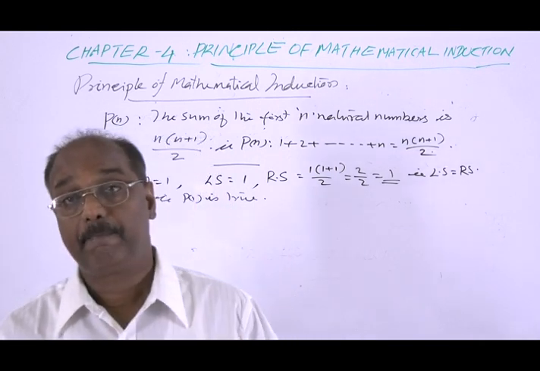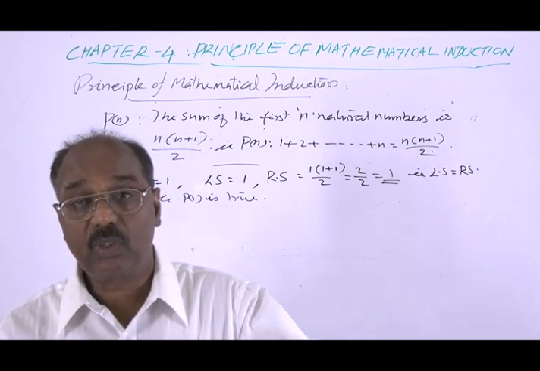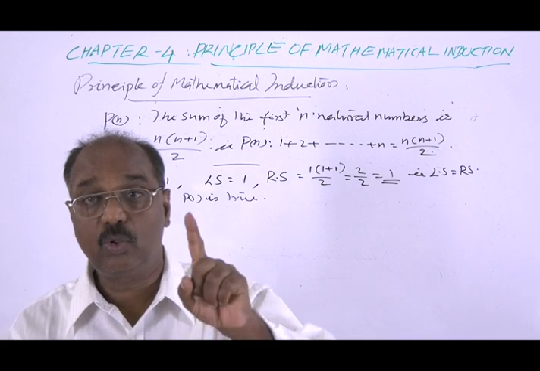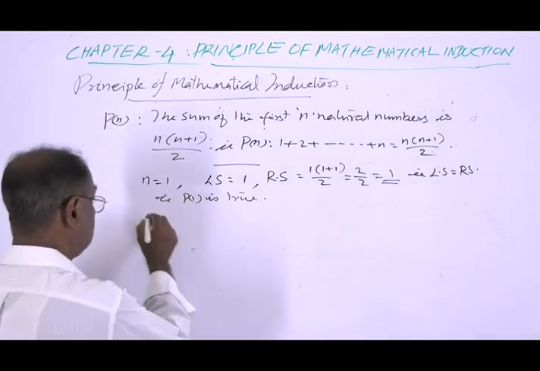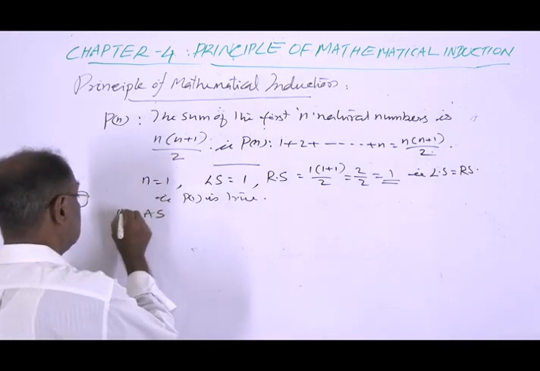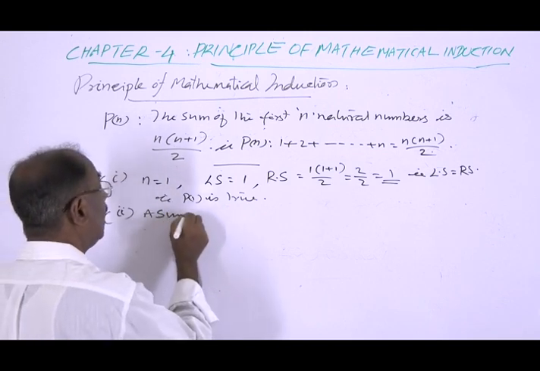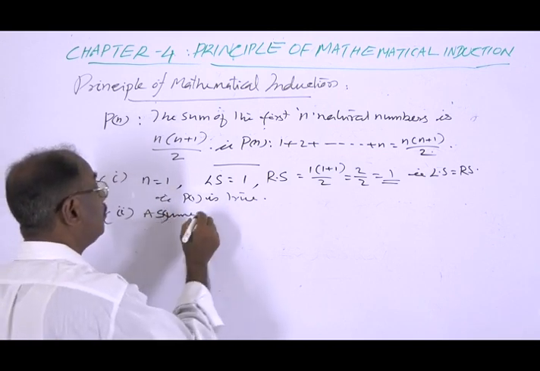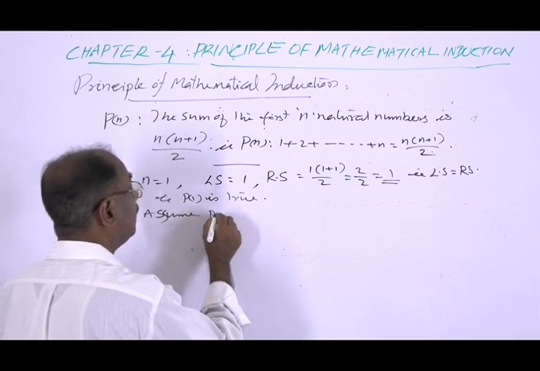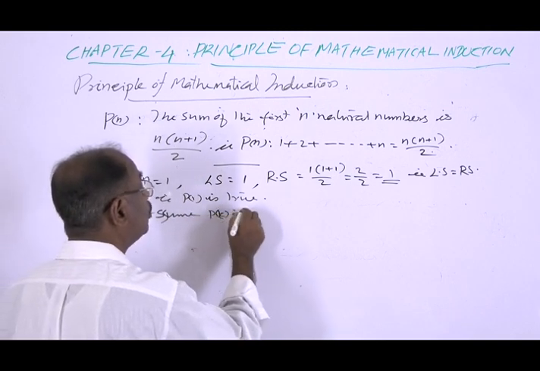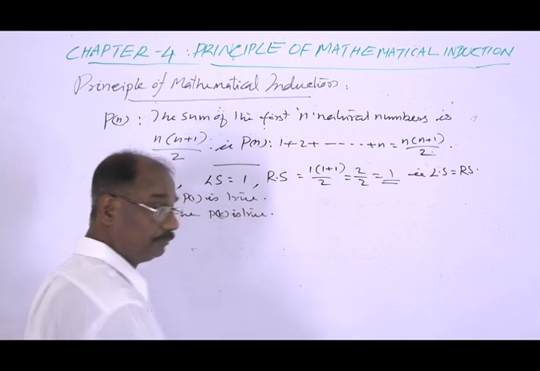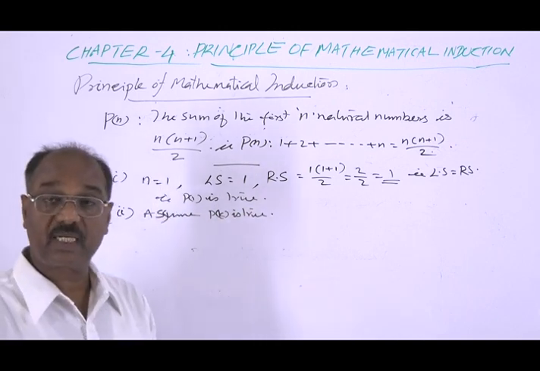Then, second step. Assume the result or the statement is true for n equal to k. This is stage 2. This is stage 1. Assume Pk is true. The result is true for n equal to k.